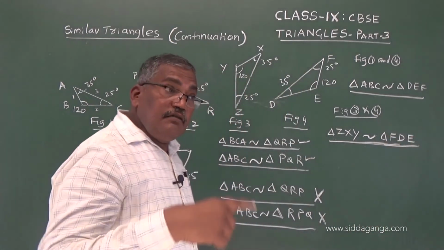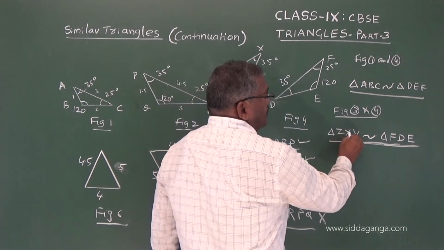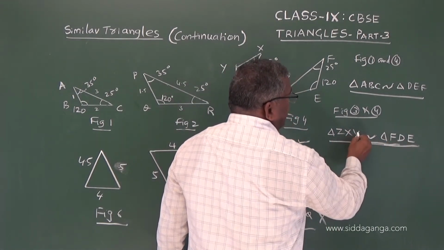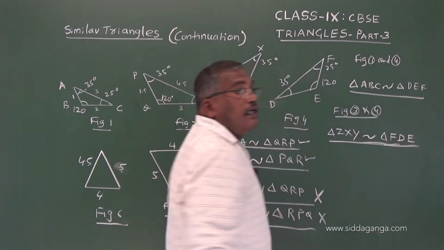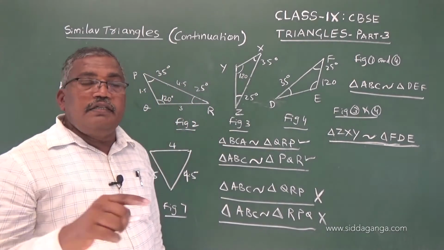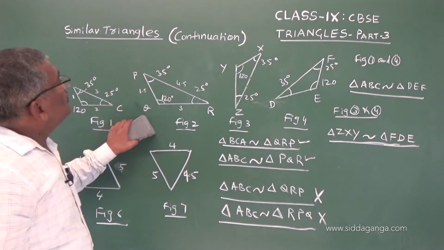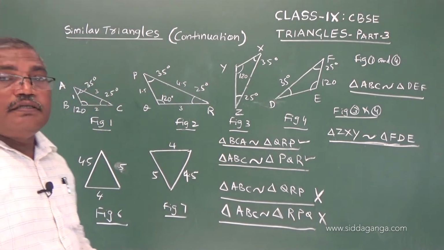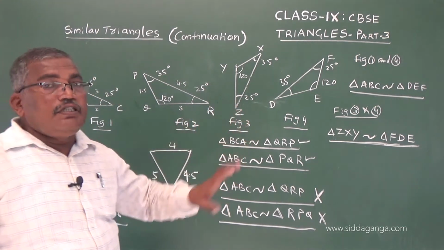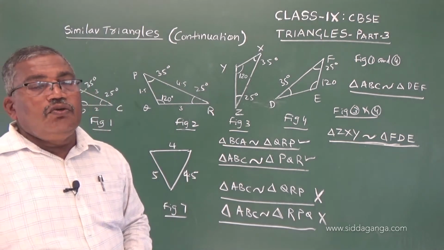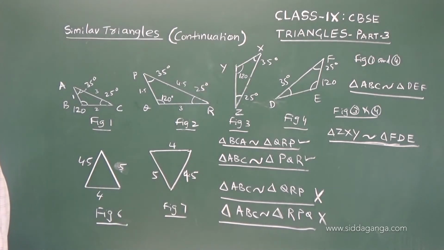Out of this we can take the sides also. It is ZX divided by FD, XY divided by DE, and then ZY divided by FE. Likewise, in the cyclic order we will take the side ratios. So this is what it is about similar triangles. I advise you to keep this in mind. Now I will proceed to congruent triangles. Congruence of triangles.